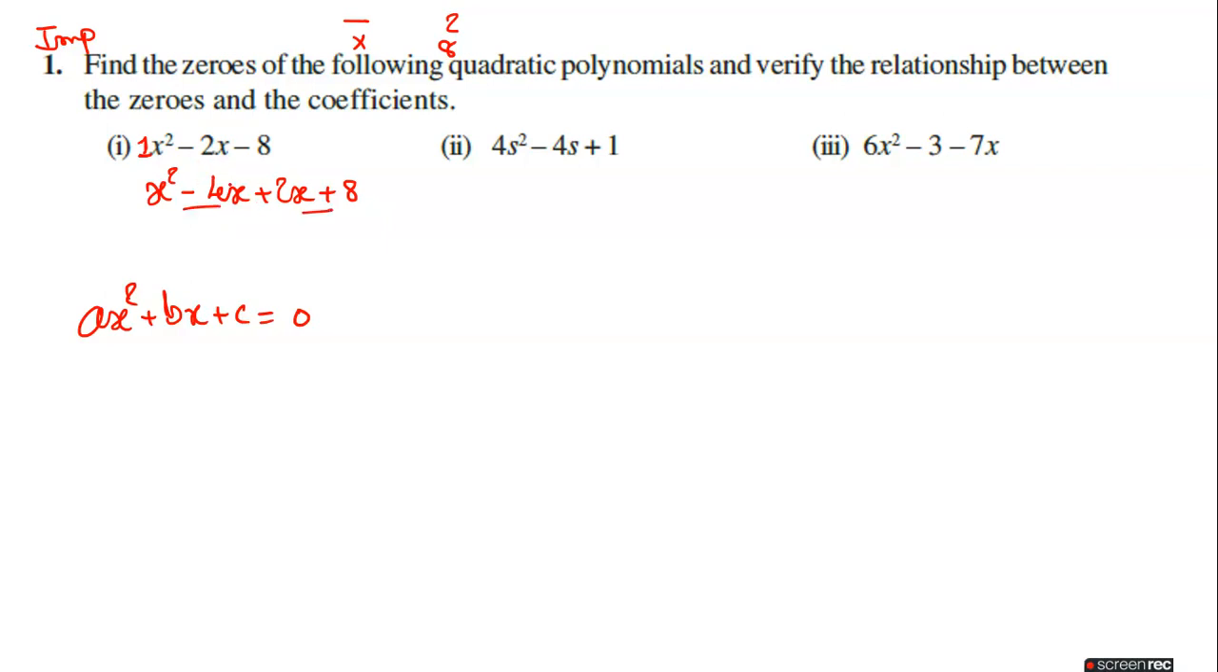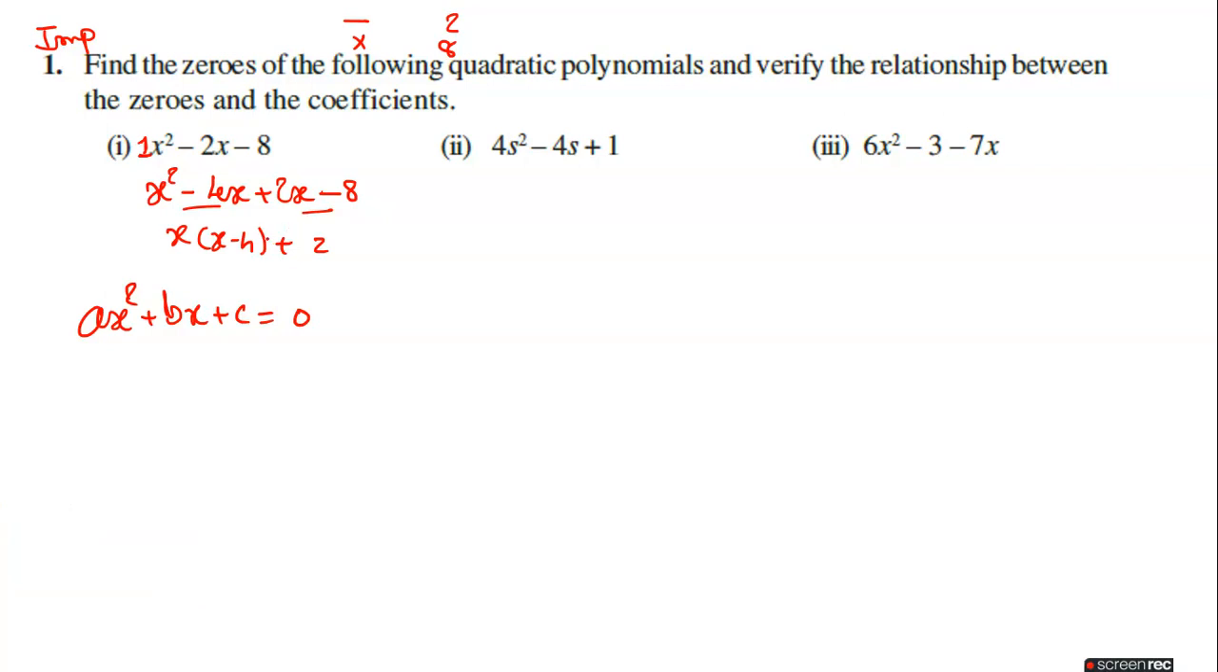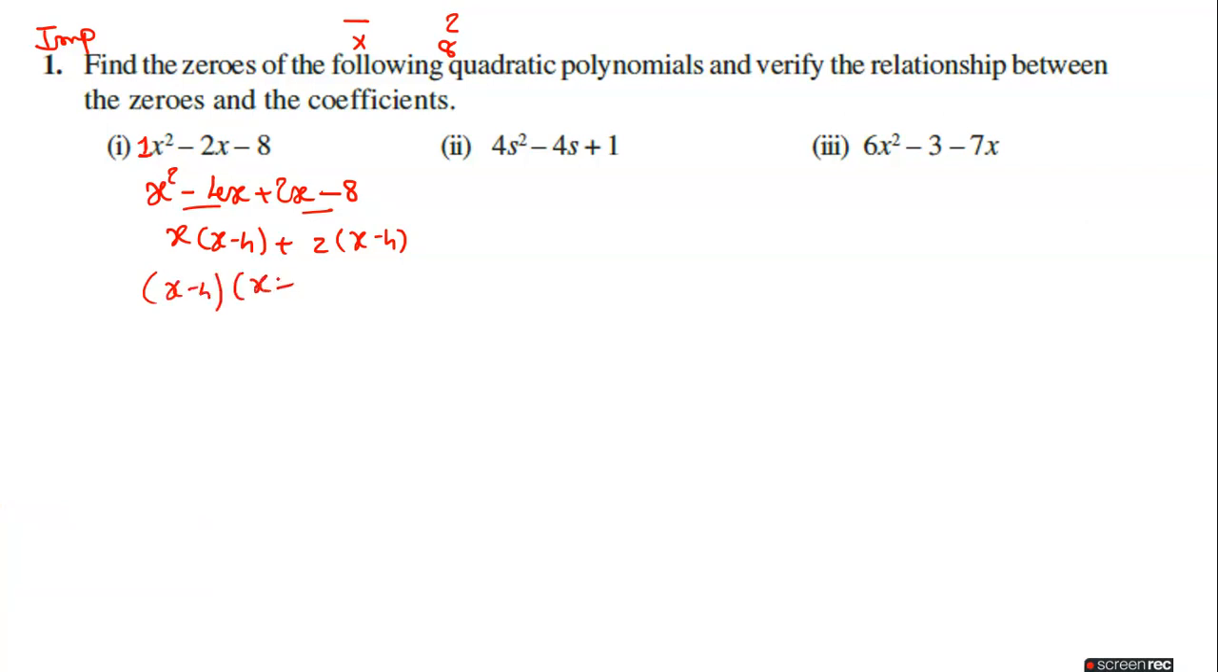Okay, and now x is common: x times (x minus 4) plus 2, wait, this is minus 8, not plus 8. Here you have to be very careful about signs. In any hustle and bustle, if you put something wrong, time will be wasted and after all marks will not come. And here 2 is common. So 2 is common, so x minus 4 again will come. Now x minus 4 and x plus 2 will come. Okay, this you all know how to do. So x minus 4 and x plus 2.